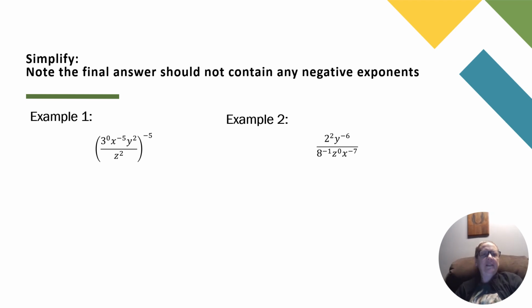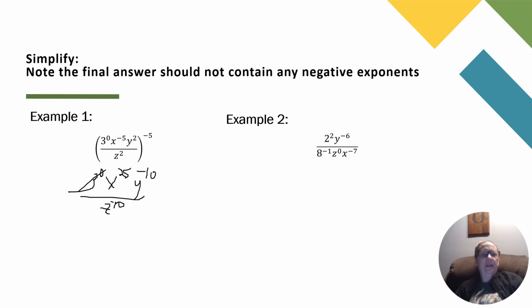So I have 3 to the 0 raised to the negative fifth. So 0 times negative 5 is still 0, so I end up with 3 to the 0. Then for the numerator, I have x to the negative 5 to the negative 5. So negative 5 times negative 5 is 25. And then y squared to the negative 5, so 2 times negative 5 is negative 10. And then I'll do the denominator. Z squared to the negative fifth. 2 times negative 5 is also negative 10.